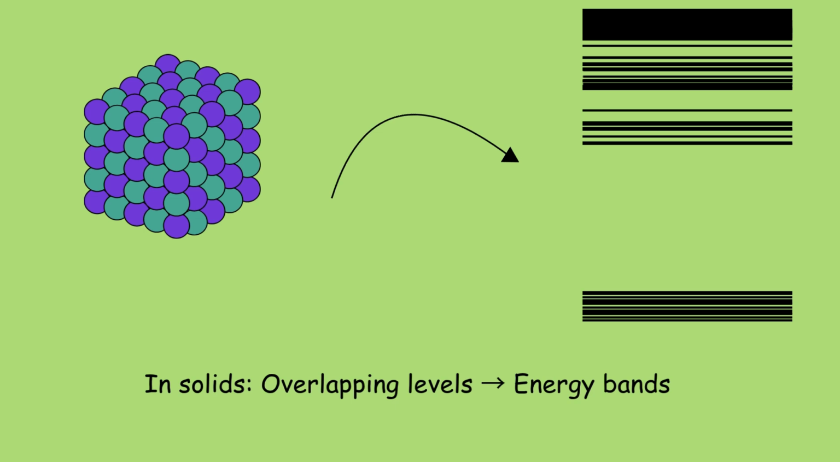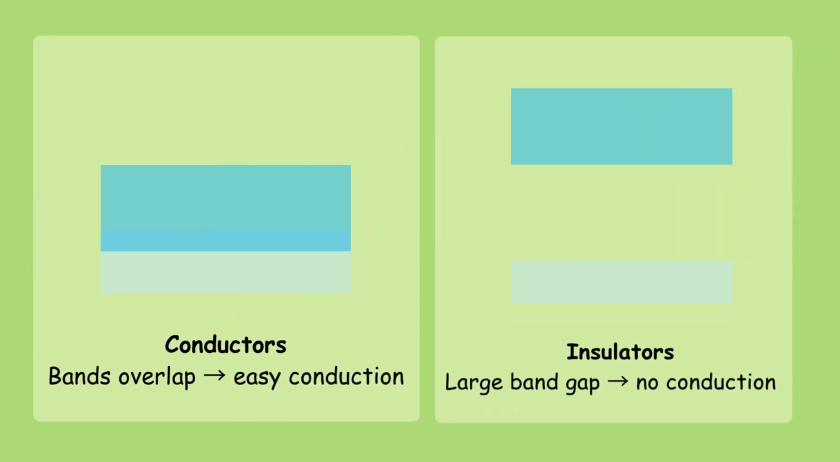There are mainly two energy bands we care about: the valence band, where electrons are still bound to atoms, and the conduction band, where electrons are free to move and conduct electricity. Now, depending on how these bands are positioned, a material behaves differently. In conductors like copper or gold, the valence band and conduction band overlap, so the electrons can easily move, and that's why they conduct so well.